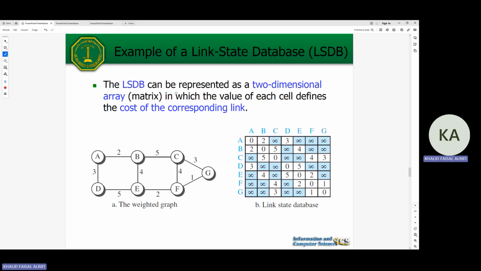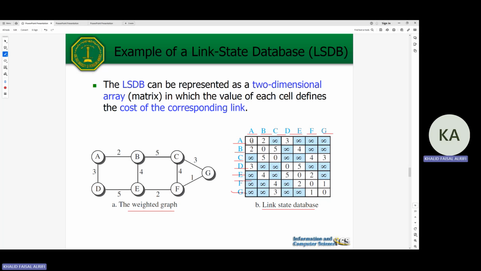Example of a link state database. This is what we mean by the link state database. We will have the weighted graph, and the link state database will look something like this. So you will take every node and put it here, and also put it up, and then see the distance.